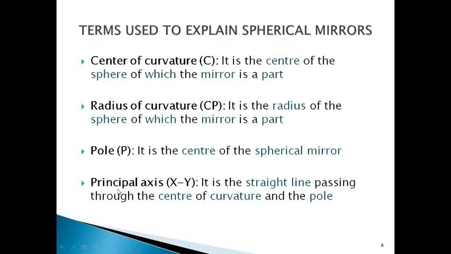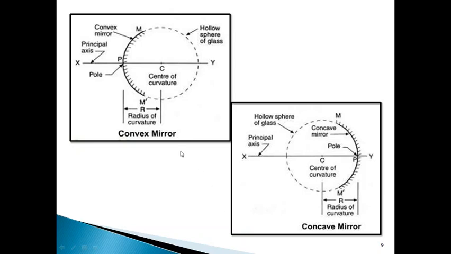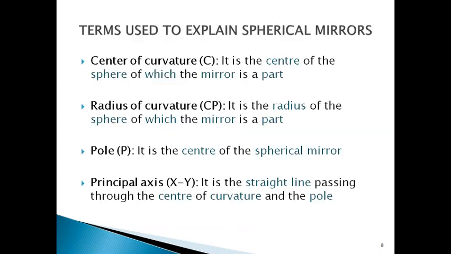Now, another term, that is principal axis. The principal axis is the straight line passing through the center of curvature and pole. Let's see what the principal axis is. It is the straight line passing through the pole and center of curvature. We can say XY is the principal axis here. The line passing through the center of curvature and pole is called the principal axis.